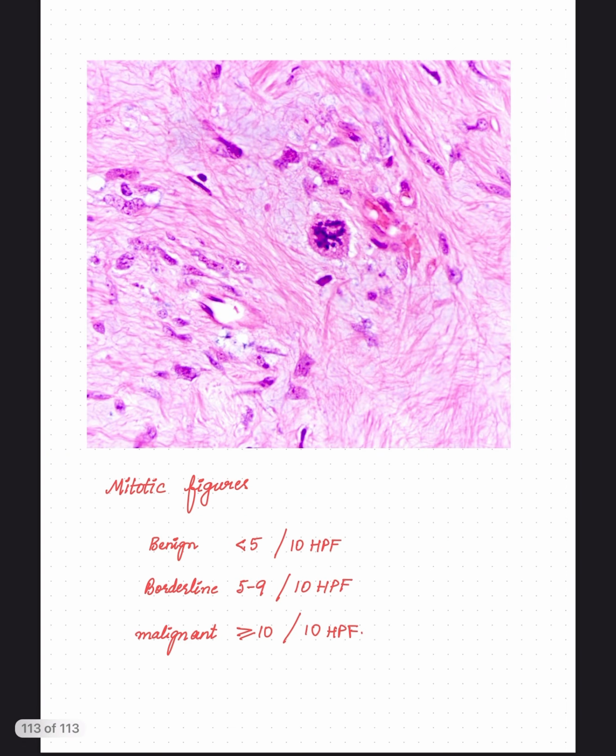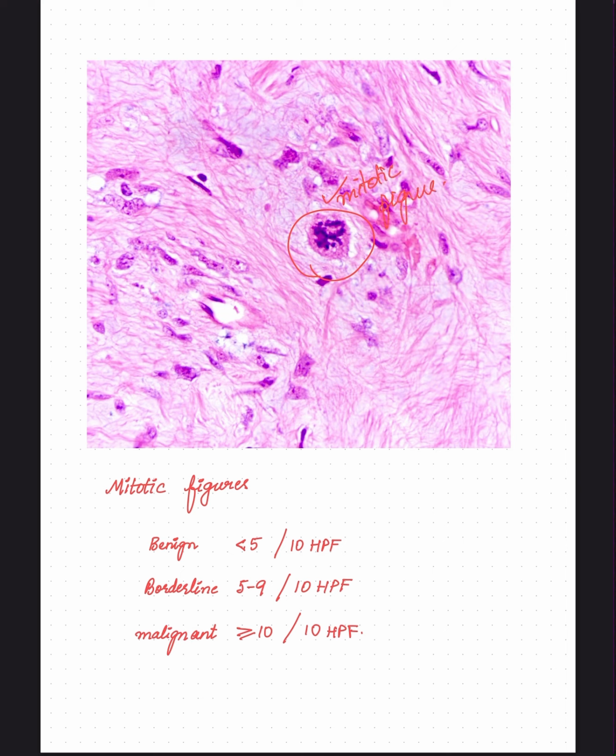Also, sometimes you encounter mitotic figures. Mitotic figures are nothing but cells shown in the dividing phases, like different phases of cell division: anaphase, prophase, metaphase can be seen. These are called mitotic figures.